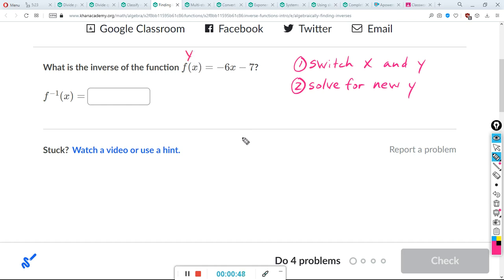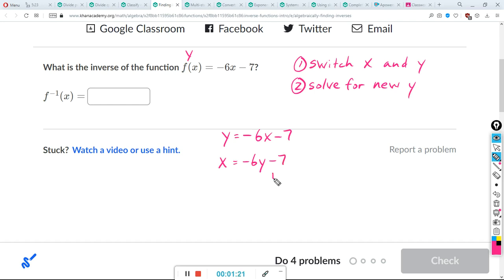Alright, so let's rewrite this equation. We have y equals negative 6x minus 7. The first step is to switch the x and the y. So I'm going to change the y into an x. We have negative 6, and I'm going to change the x into a y, minus 7. Alright, and now the second step is just to solve for the new y.